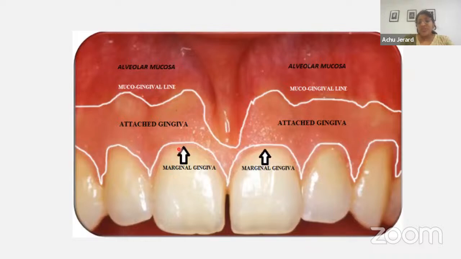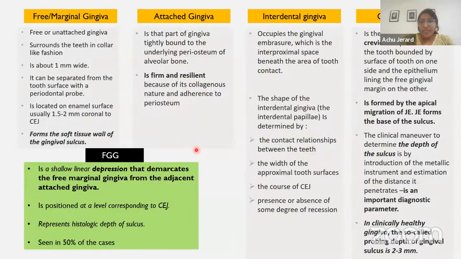So in the marginal gingiva, all you need to know is that it is free and unattached. Okay. And its width is 1 millimeter. Coronally, it extends from the CEJ over the enamel by about 1.5 to 2 mm. That is what usually gives us the probing depth, right? The gingival sulcular depth. So this marginal gingiva forms the soft tissue wall of the gingival sulcus. Okay. That is the significance of it.